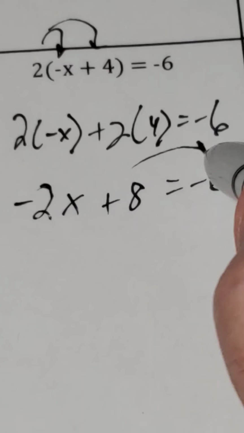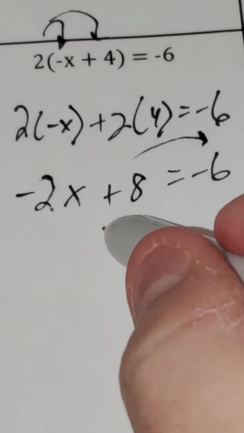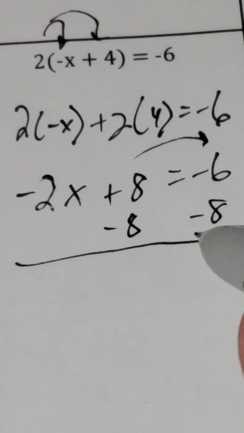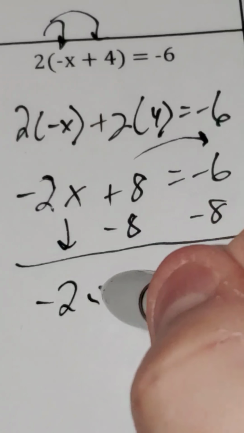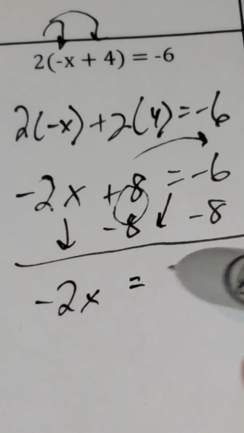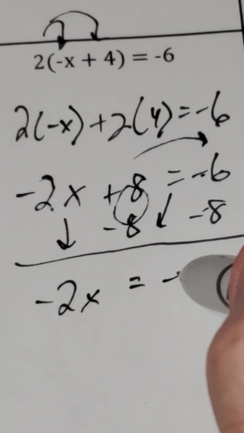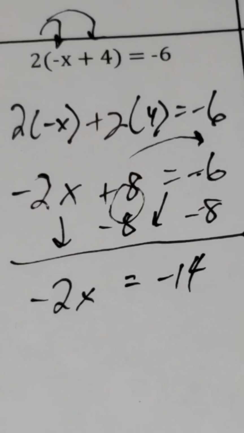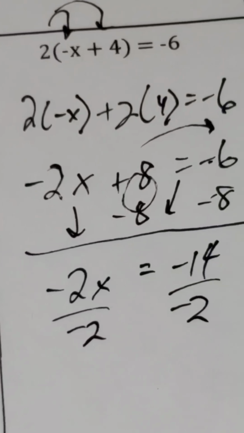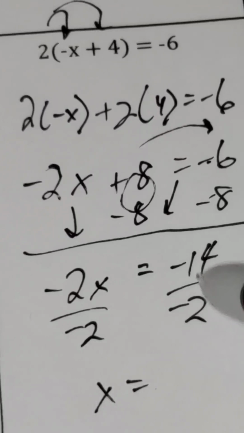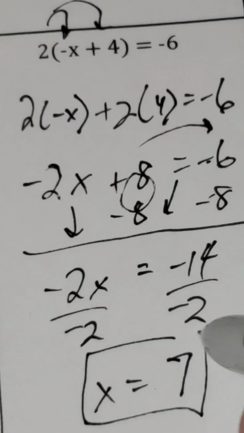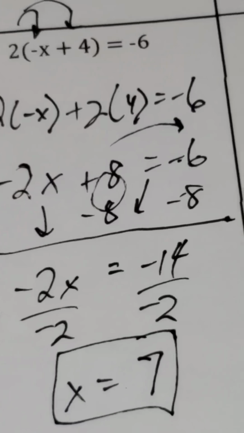So we want to get that number over there. If it's a +8 here, we get rid of it with a -8. And we have to do that to both sides. Bring down the -2x. 8 minus 8 is 0. Bring down the equal sign. -6 minus 8 is -14. Okay. Divide both sides by your -2. You're going to wind up with x equals -14 divided by -2 is 7. And there's your answer. Okay.